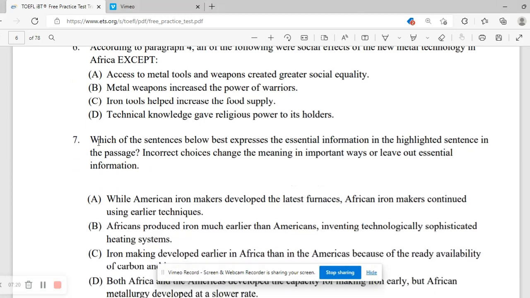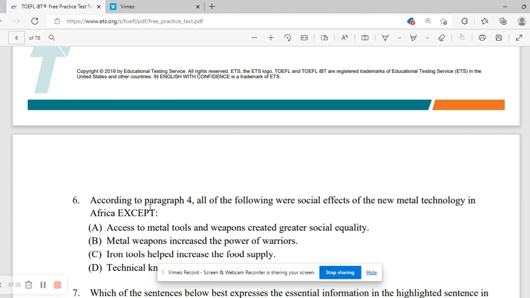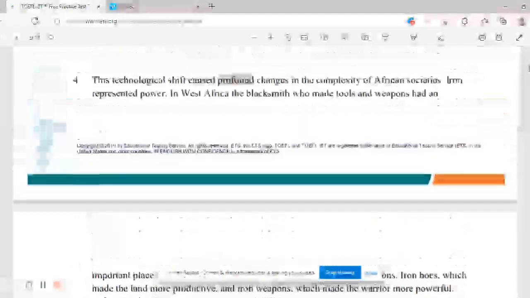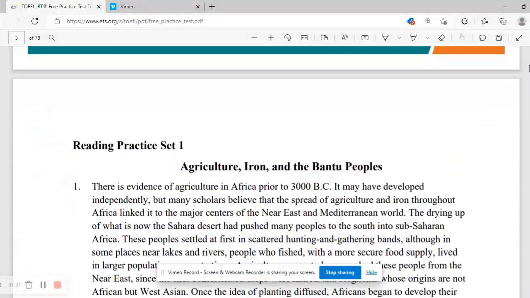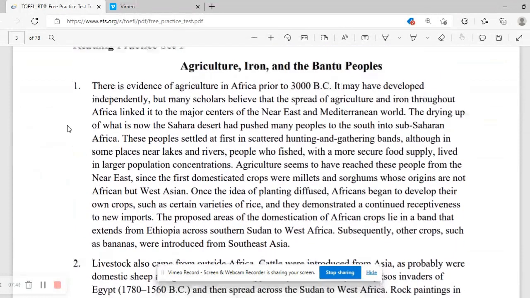Okay, so here let me tell you something. The passage is divided into a few paragraphs. So that is where the word paragraph is coming from. You might be wondering, so that's why I'm saying. Okay, let me go back to the passage. So this is the whole passage, and it is divided into a few paragraphs.